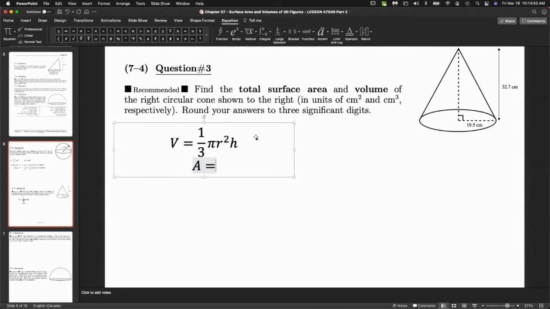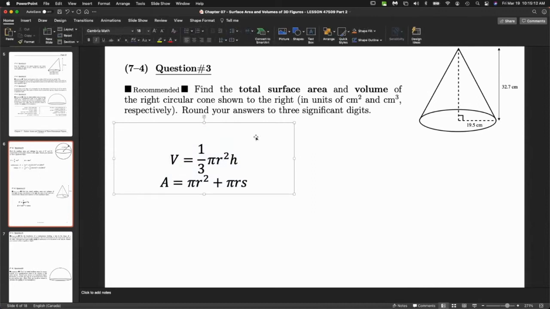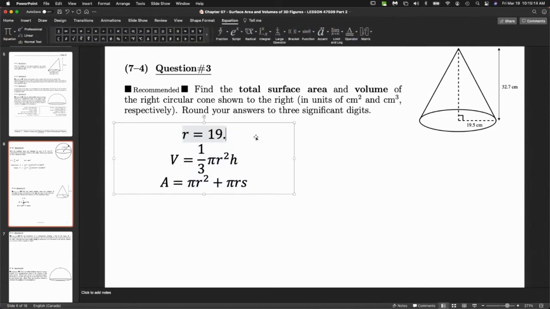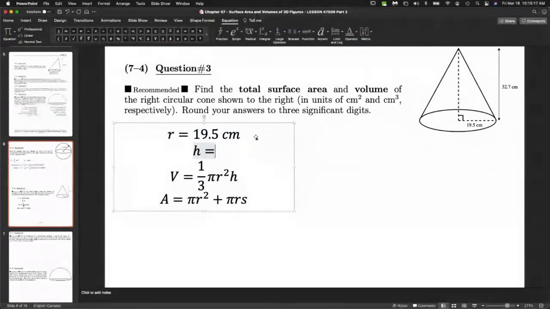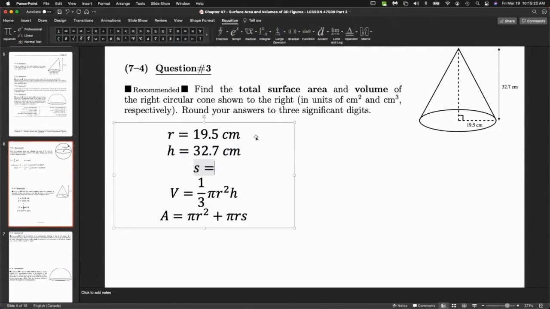Now the surface area is 2 parts. There's pi r squared, because that's the circle at the bottom. But then there's the slanted or lateral area, and for that there's pi r s. When you look at that, you see this letter S here. Because on the figure there, you know immediately what the height and the radius are. Like the radius is right there. It's 19.5 centimeters, and the height is 32.7 centimeters. But there's this quantity S that we have to figure out.